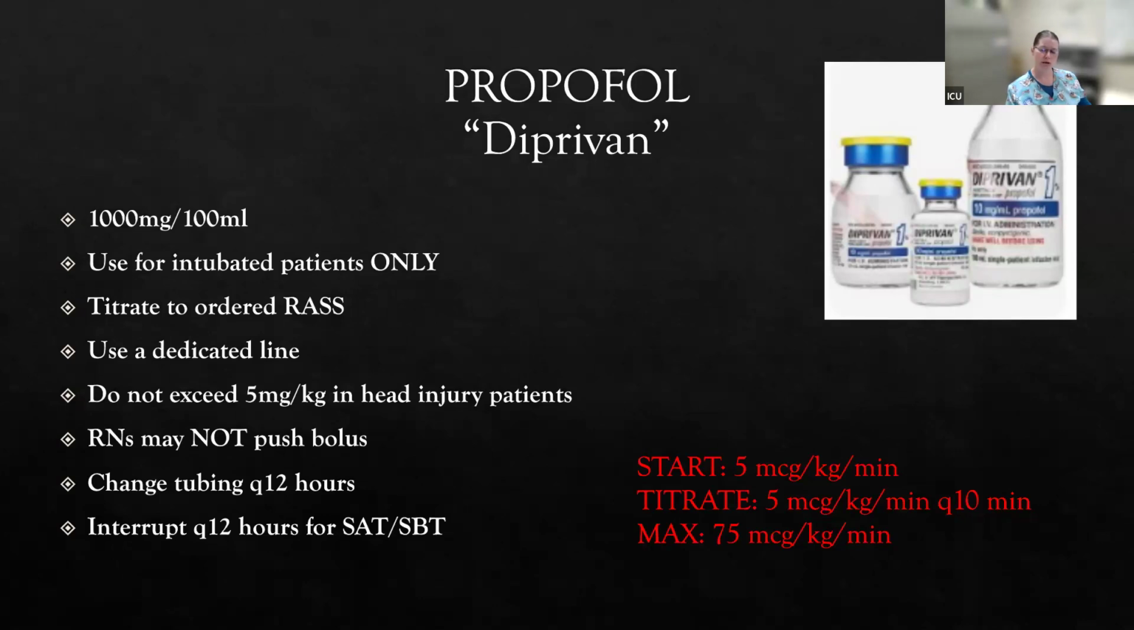We generally start this one here at 5 mics per kilo per minute, titrate by 5 every 10, and the maximum 75. We usually use 50, but our policy does say 75. You're going to be using a lot of propofol at those high doses, so you might consider adding something else or getting something as an IV push adjunct. Maybe they're in pain, and that's why the propofol's not working as well, because they need some pain coverage. Lots of things to think about.